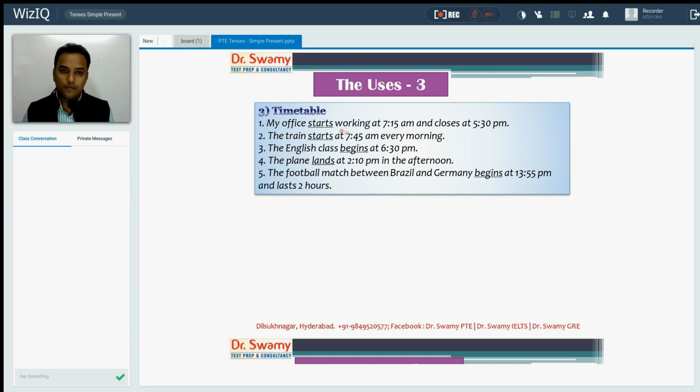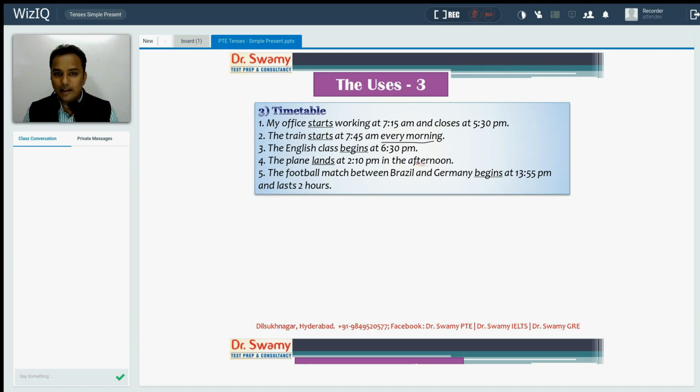This happens regularly. And meaning wise, it's the same as the one that we've discussed before. It's a habit or routine, but in this case, it's standard schedules. So "The train starts at 7:45 every morning." Every morning, this is also like a habit. This is also like a regular routine. But these are more formal ones. For more formal ones, we try to give another label for it, that is to express the timetable. But the nature of simple present tense is the same thing. That is referring to the regular routines.